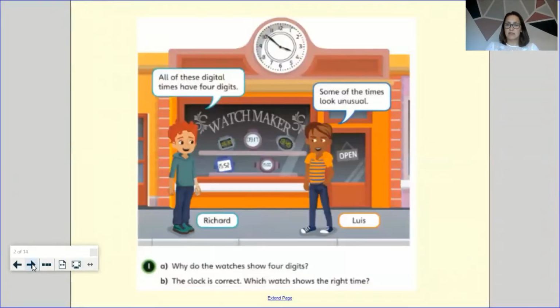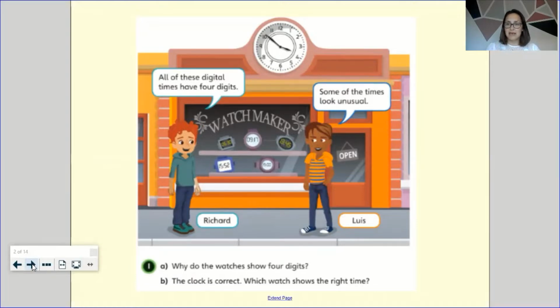Here we have a little cartoon. I'm going to read through it and then I'd like you to pause and have a little think about the answers and then I'll talk you through them. We have a watchmaker shop, and at the top of the shop is a large clock, and two people, Richard and Louise, standing outside. Richard says, all of these digital times have 4 digits. And Louise says, some of the times look unusual. The questions: A, why do the watches show 4 digits? And B, the clock is correct. Which of the watches shows the right time?